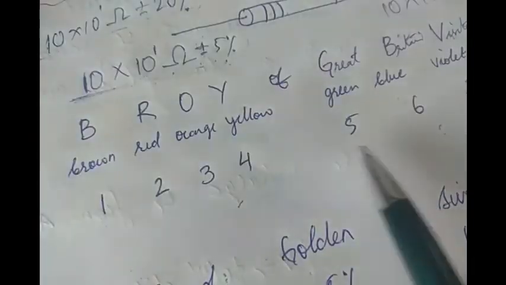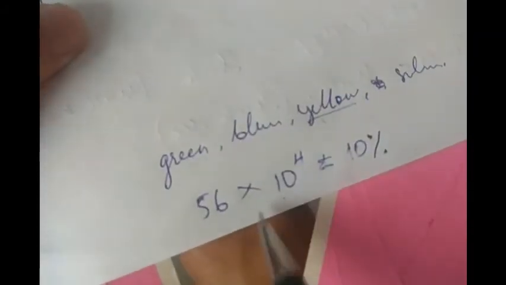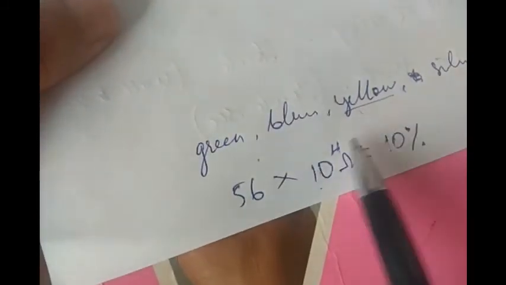Since it's green, the first digit is 5. Then it's blue, so the second digit is 6. So the value of this resistance will be 56 into 10 to the power. Remember, the third band gives you an idea of the power to which this 10 is to be raised. Yellow is 4. So this is 56 into 10 to the power 4, plus minus 10%, since the fourth band is silver. Of course, here I forgot to write ohms. So it is 56 into 10 to the power 4 ohms.